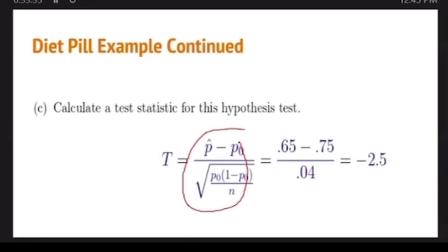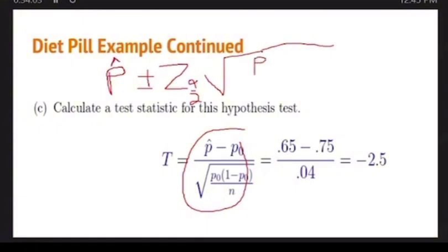But do you know that when we're dealing with the confidence interval, what do we plug in inside the square root? It was a P cap. Do you remember? Let me remind you of the confidence interval that we did the other time. P cap, plus or minus Z alpha over 2, square root of P cap times 1 minus P cap, divided by n. Can you see the difference?